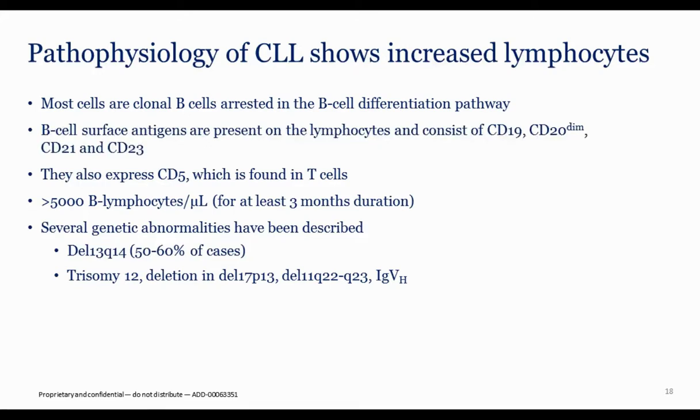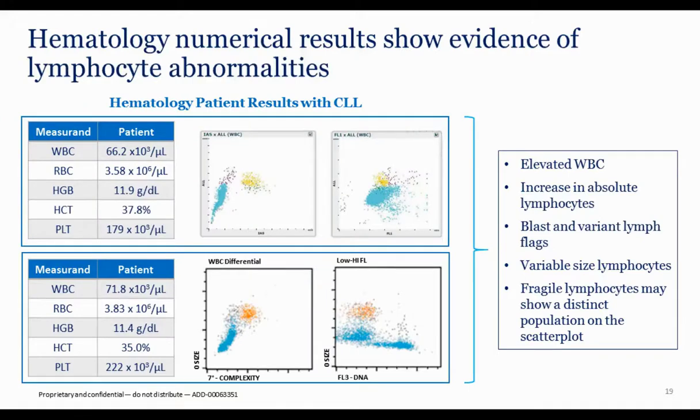There are a number of genetic abnormalities that are associated with CLL. The most common genetic abnormality is a deletion in chromosome 13, and anywhere from 50 to 60% of the cases will have this particular deletion. These are the patients who actually have the longer lifespan once they've been diagnosed. There are some additional mutations that can occur, and when patients present with these mutations, the disease is much harder to manage. So what would a patient with CLL look like in the laboratory?